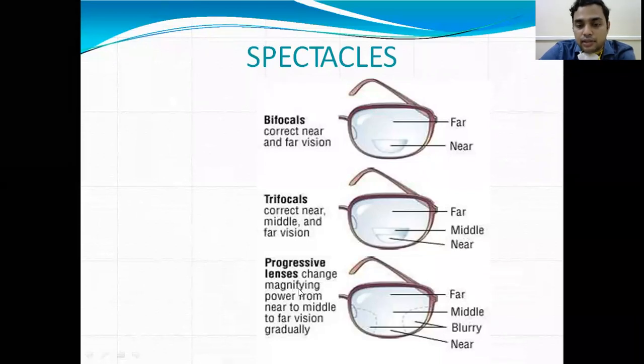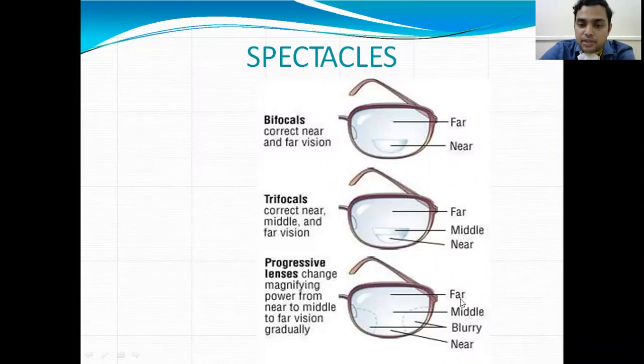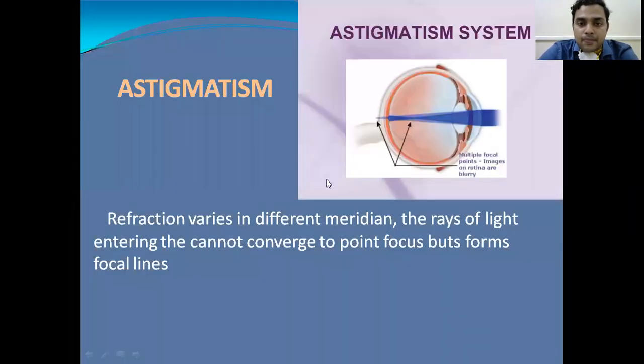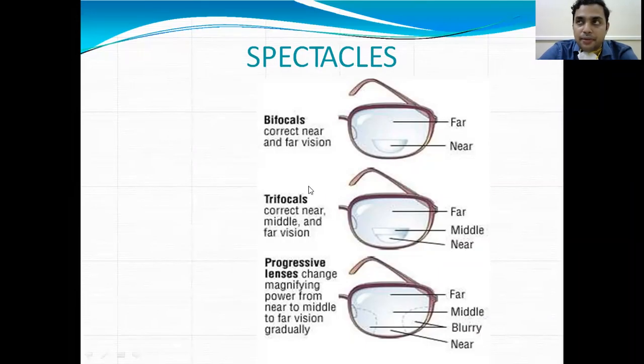Another option is progressive lenses. Here, this lens has different zones. The upper part is for far vision, the middle part is for intermediate vision, and the lower inferior part is for near vision. So this is about progressive glasses. These are the various glasses used in presbyopia. So this is about presbyopia.